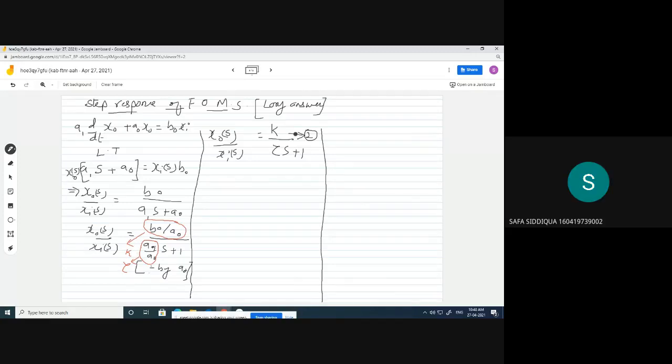Okay, call this term K to be the gain and tau to be the time constant. You see the coefficient of S in the denominator is called the time constant, and the constant appearing in the numerator is called the gain. Sometimes this type of equation will be given and you are asked to find the step response of a first order system.